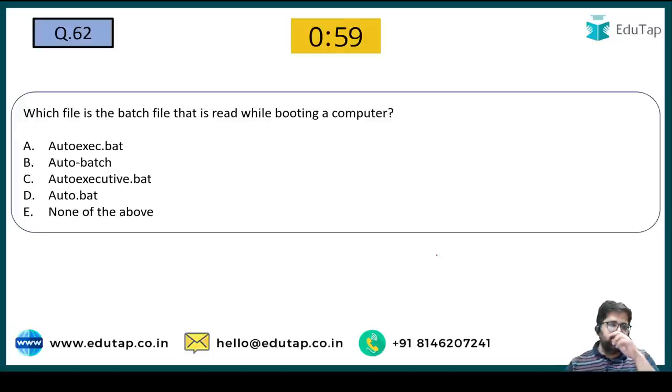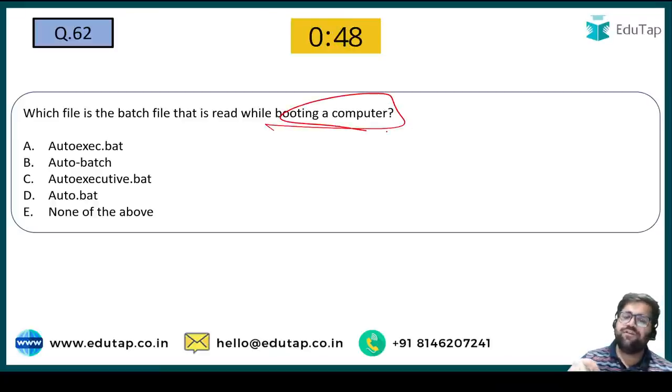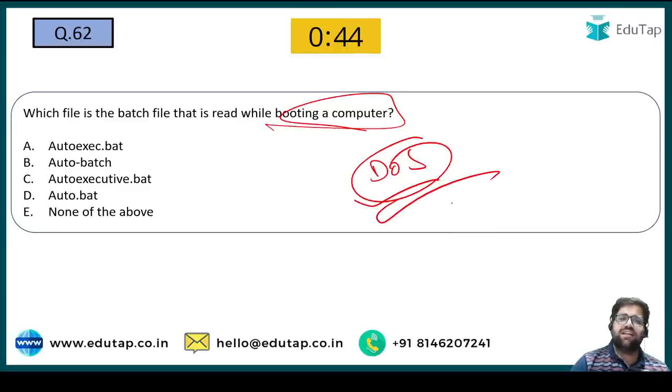Question number 62. Which file is the batch file which is read while booting a computer? When you are restarting the computer, which of the following files will be used? Now again, in DOS, you will see certain extensions are there. The correct answer here will be autoexec.bat. This is a bat file. Can someone let me know what a bat file means? This is also an extension like exe, docx and so on.